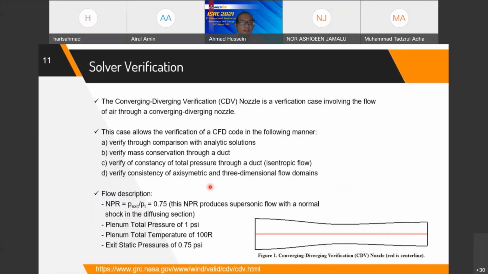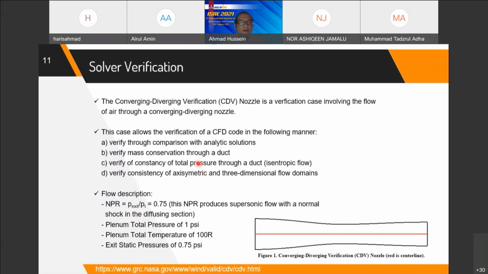Now, this is very important. We have to verify the code used in our study. For this reason, we use the CDV, the converging diverging verification data provided by NASA. Basically, this case allows us to verify the solver through comparison with the analytic solution, through mass conservation through the duct.